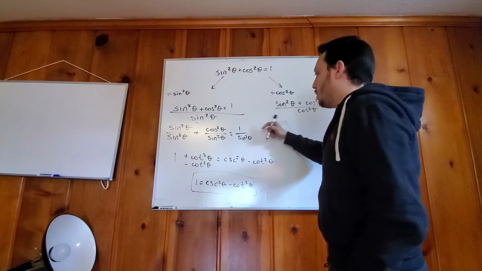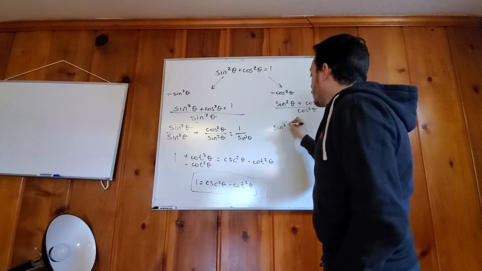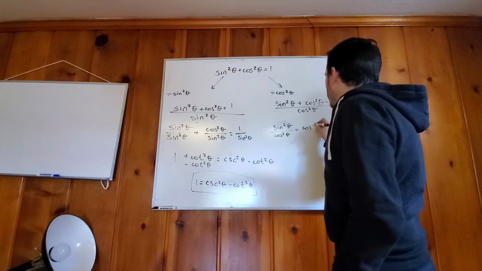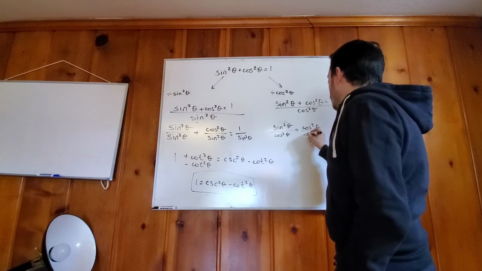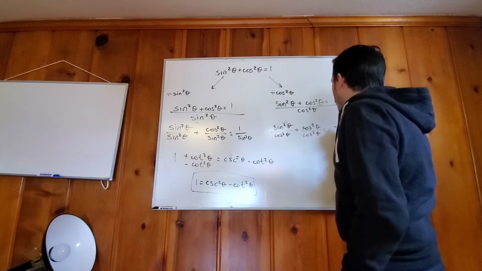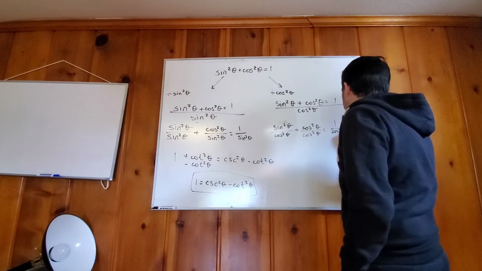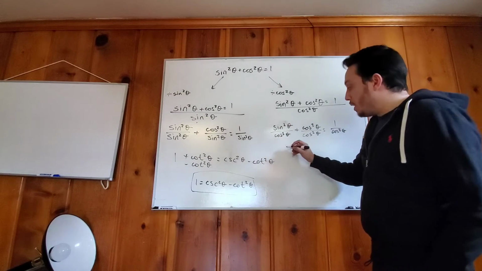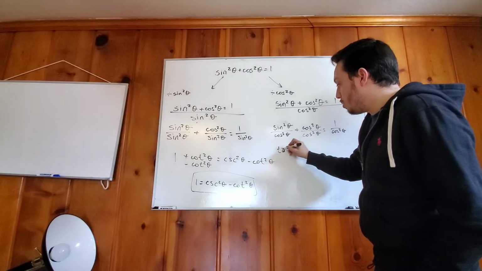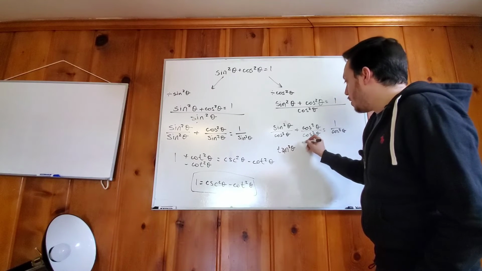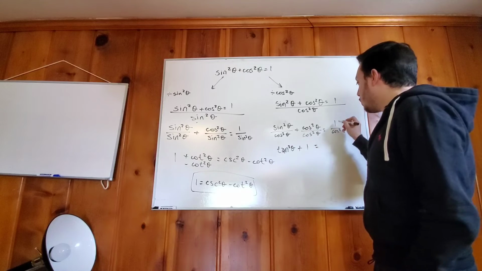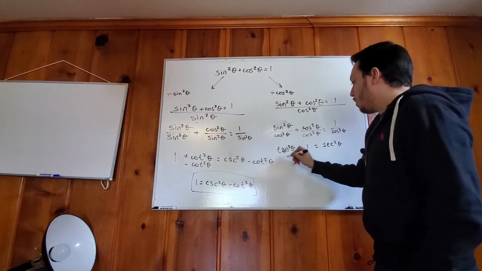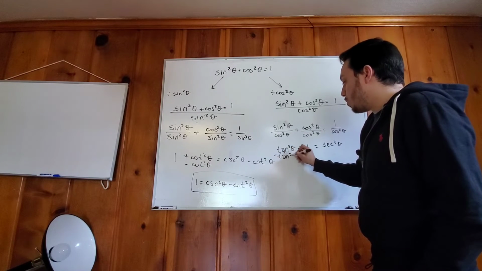Let me just do it like I did it here. So it's going to be sine squared theta over cosine squared theta plus cosine squared theta over cosine squared theta equals 1 over cosine squared theta. Okay? So hope everybody sees that. Sine over cosine, as I said, is going to be tangent squared theta. And cosine over cosine is going to be 1, equals 1 over cosine squared theta, which is going to be secant squared theta. Then we're going to subtract tangent squared theta from both sides.